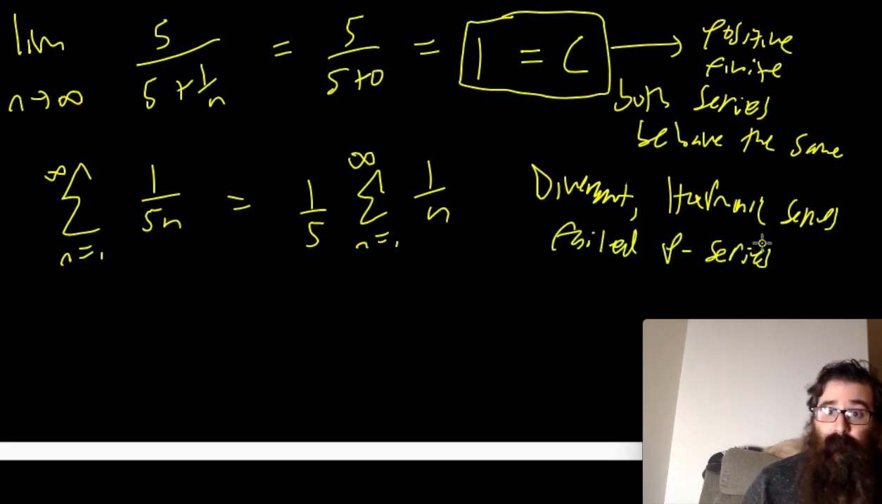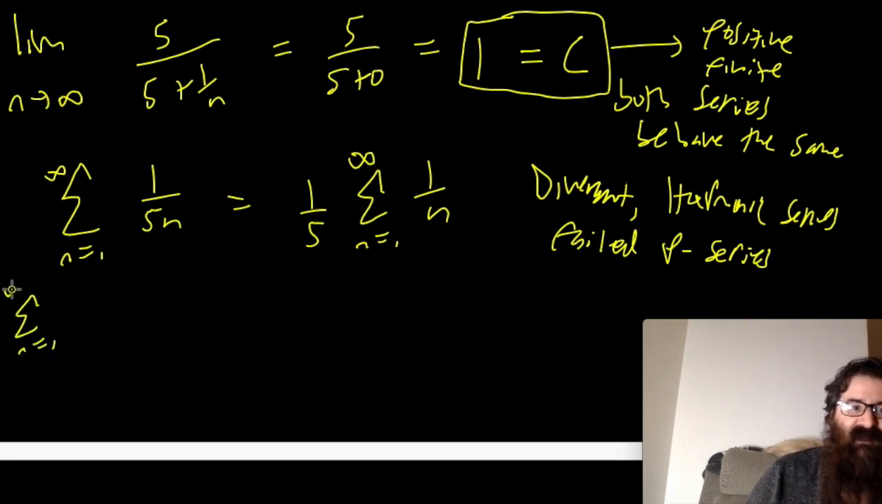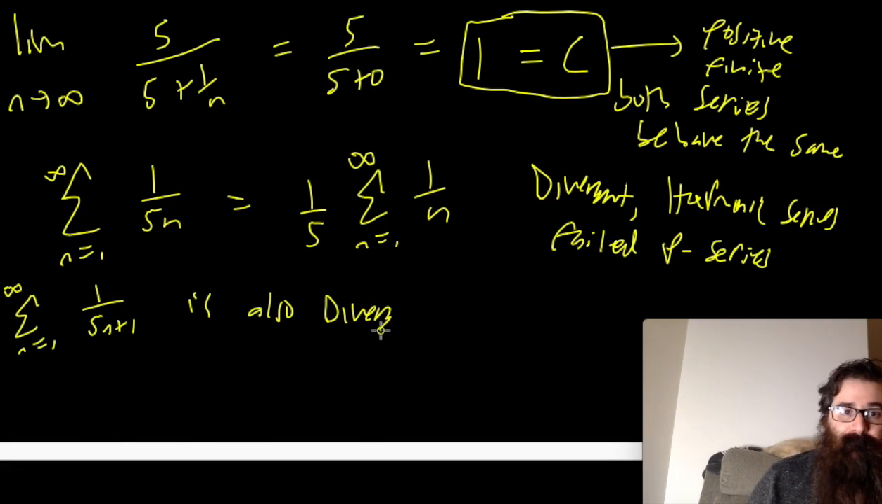I'm not trying to make anyone feel bad. I won't make any P series feel like they're not good enough, but it's not going to pass as a P series. It's the harmonic series if I want to reference that too, which means that the sum that I had, which I adjusted to be the sum from n equals 1 to infinity of 1 over 5n plus 1, is also divergent.